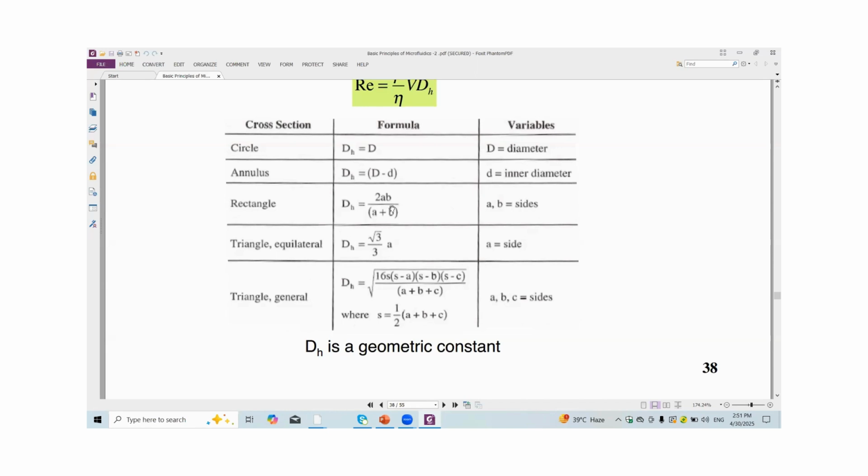In the case of a rectangular shape, it will be 2AB divided by A plus B. Similarly, for other shapes it is presented in the slide. Just for one case, say we have this kind of rectangular channel, and fluid is coming from here and going out from here. This is X, this is Y, or you can also call them A and B. So the hydraulic diameter DH in this case is 2AB divided by A plus B, where A and B are just the dimensions, this and this.